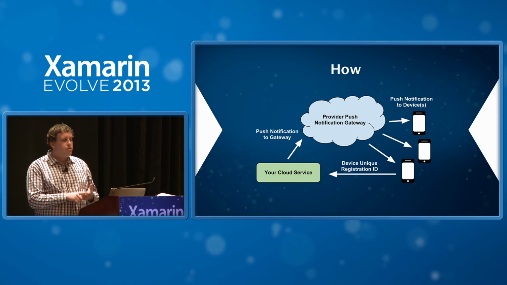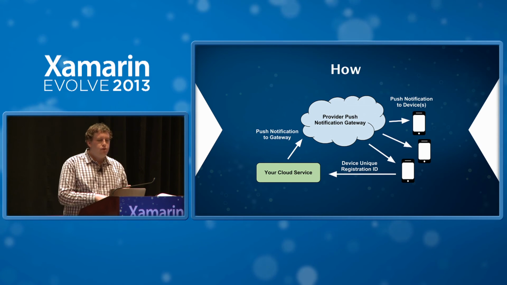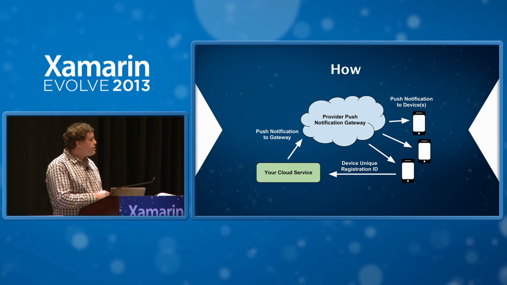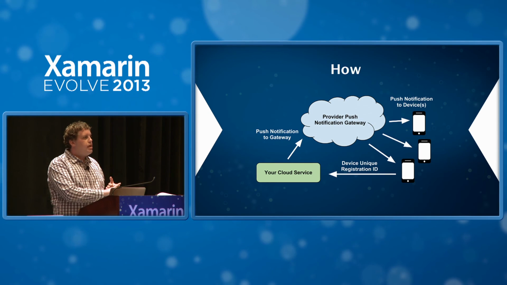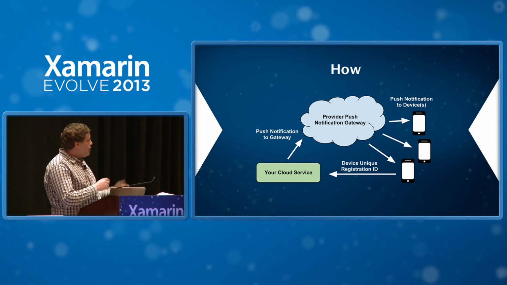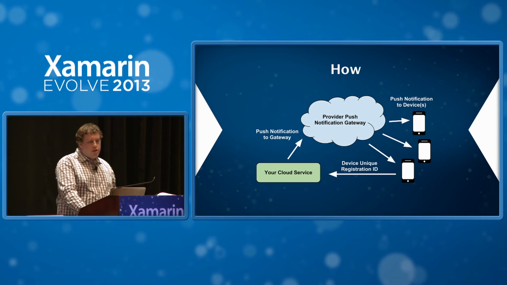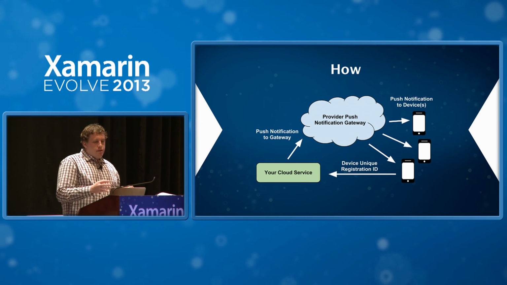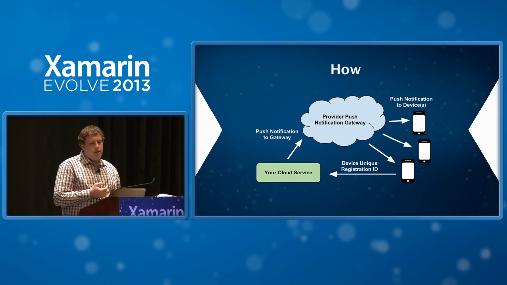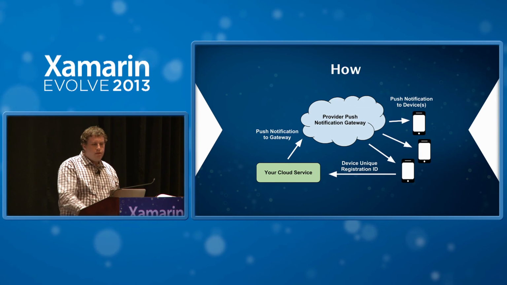On Apple, it's device token. On Google, it's registration ID. On Windows and Windows Phone, it's a channel URI. But you can think of it like an address. It's like an email address or a mailing address. It pertains to that specific application for that specific user for that specific device. So those are the three things. So then when your cloud service decides that it needs to send something to that address, it goes and talks to the gateway provider, and they will ensure that that message gets delivered to the device.